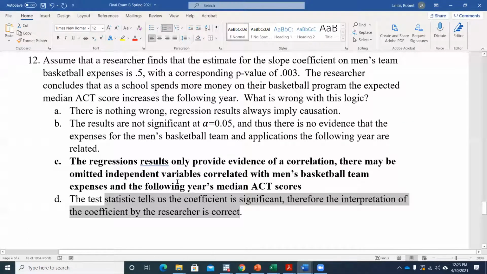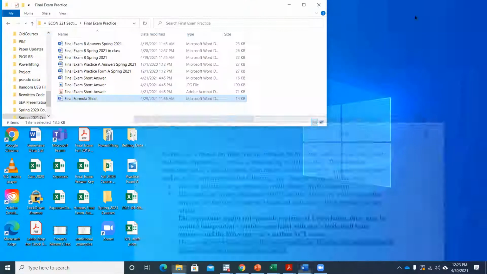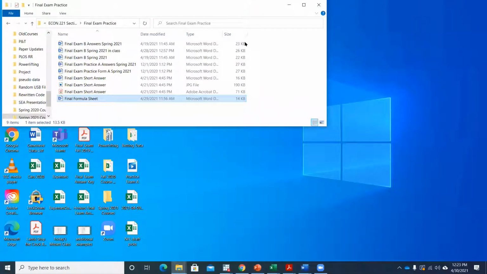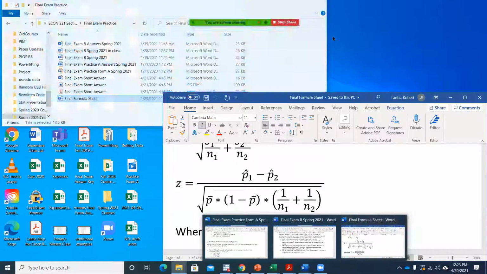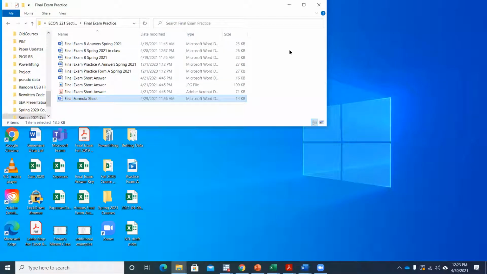Any questions on that? Or any of this linear regression stuff? Okay, so that should wrap it up. I think we've worked through every problem on practice exam B.